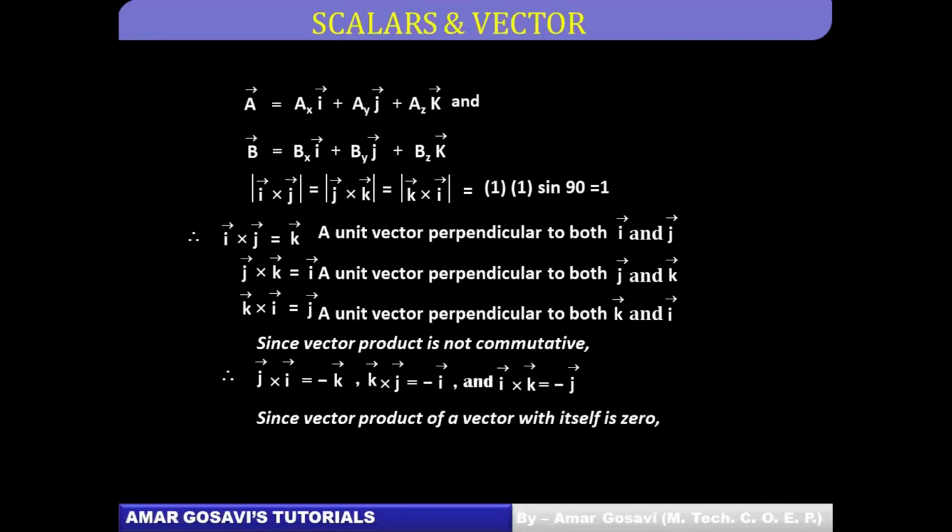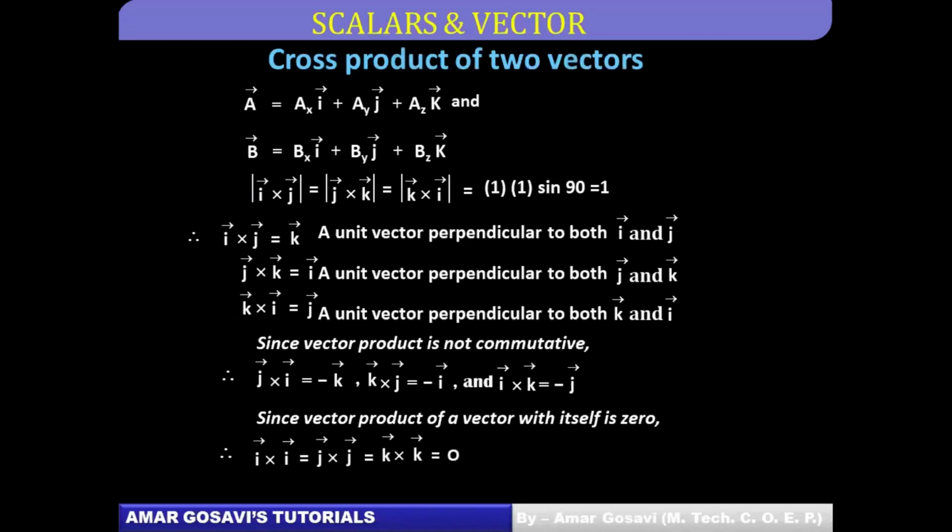So you can see the vector product of a vector with itself will always be 0. Remember that. So i cross i, j cross j, and k cross k will always be 0. So very, very important steps. We are going to adopt these steps while actually taking a cross product in the next slide. Please make a note of this and let me know once you're done with it.